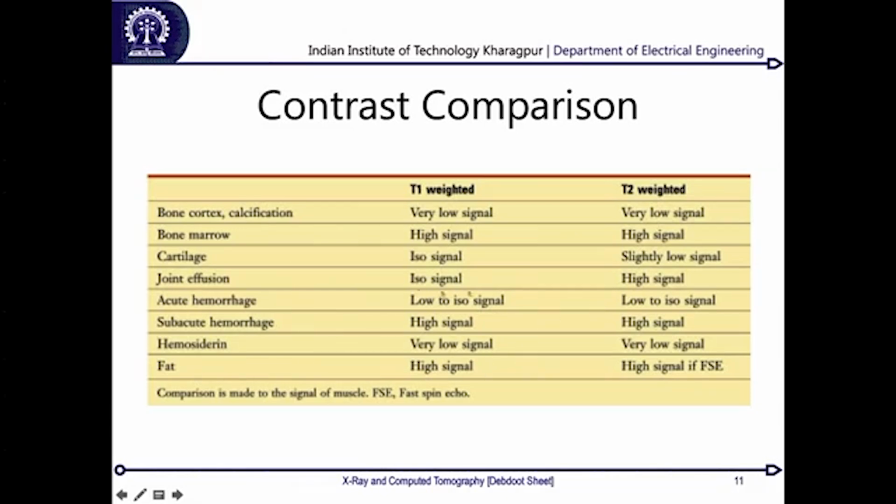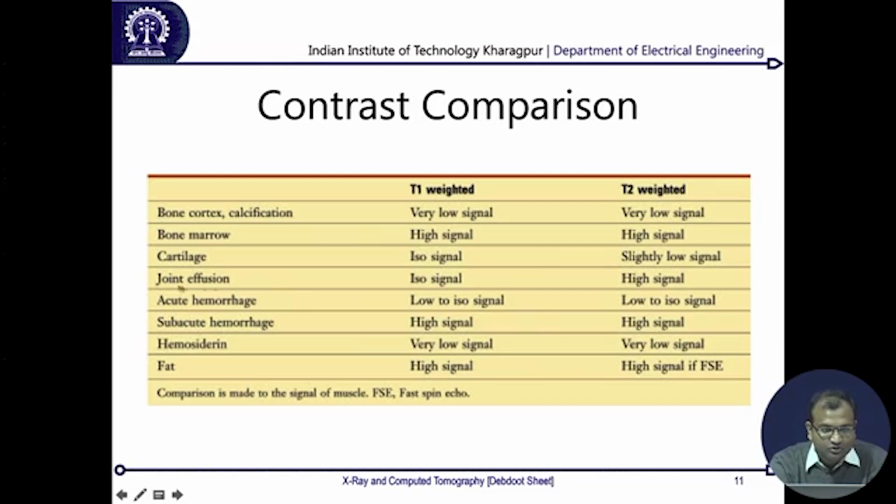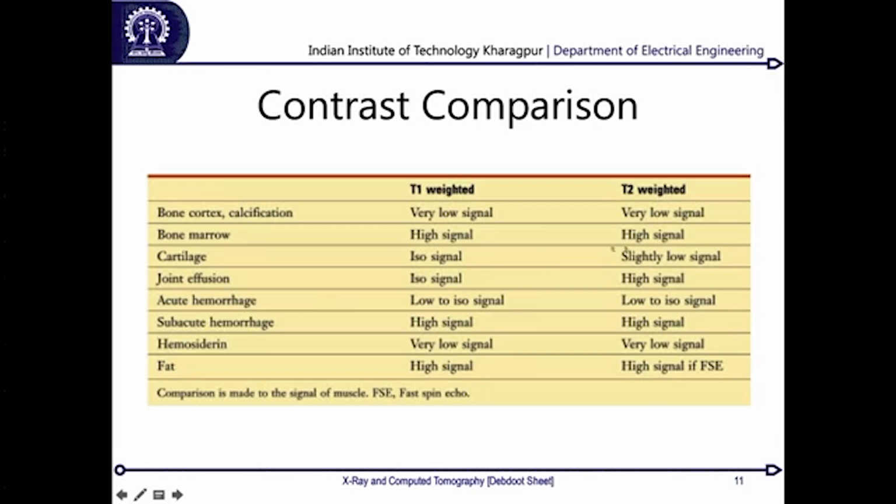So fat, in both T1 and T2, you will get a very high value, whereas if you are looking into acute hemorrhage, joint effusion, or cartilage, you would see this kind of difference coming up. In the case of cartilage, the T1 weighted image gives you an iso signal, which is just a baseline signal, not a negative value but just a standard base average value, and for T2 it will be just lower than that base value.